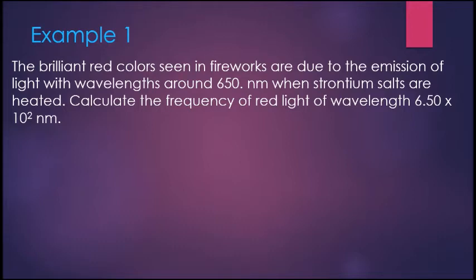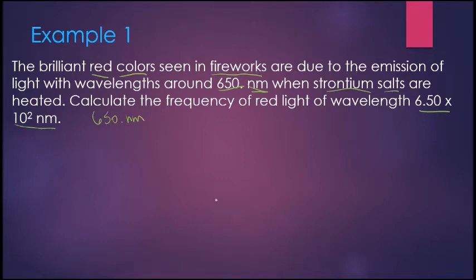For our first example of calculating now, brilliant red colors seen in fireworks. Yes, we all love fireworks. They explode. We see beautiful colors. Well, why are we going to see beautiful colors? We're going to figure that out in the flame test lab. But the red color gives off light with wavelengths around 650 nanometers when the strontium salts are heated. Calculate the frequency of red light of the wavelength that's 6.50 times 10 to the 2 nanometers, or 650 nanometers. Either way you want to write it, it's fine.